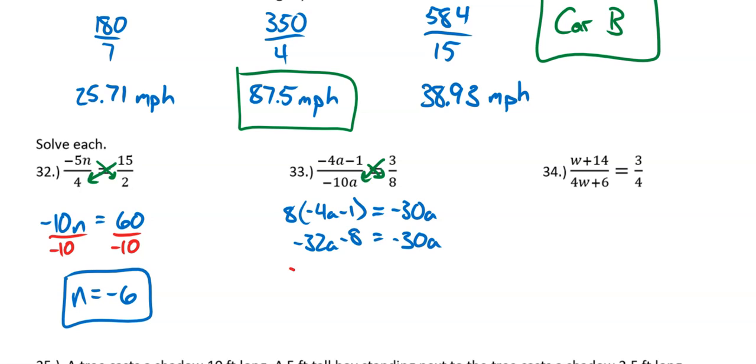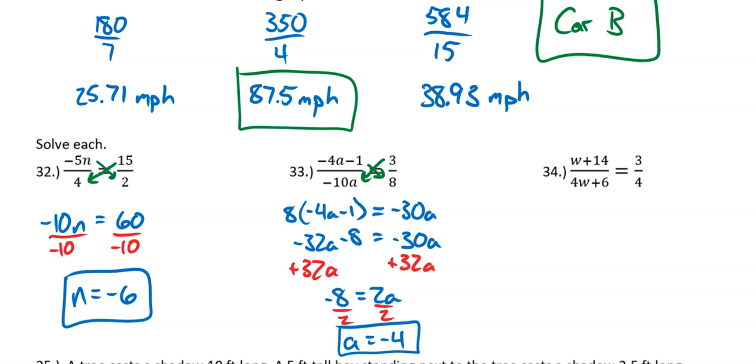So here I'm going to add this 32a to each side. Remember, whenever you're solving equations that have variables on both sides, try to take care of the variables first. Get those on the same side before you do anything else. And now we divide. And that's it. Okay? Cross multiply. Make sure you do your distributive property where appropriate, and then solve for what's left.